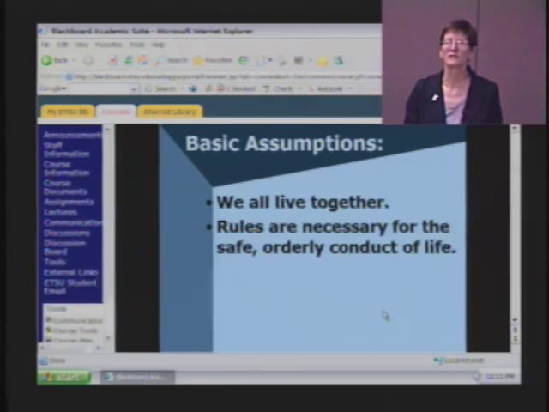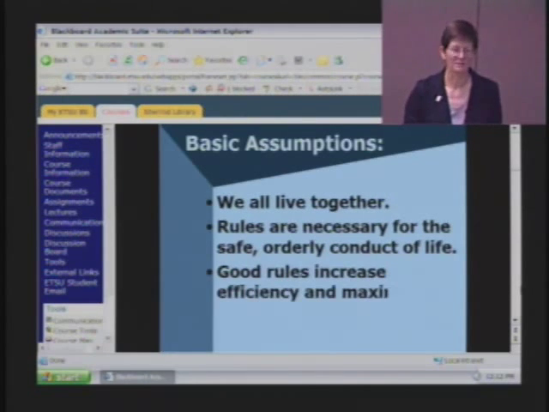Rules are necessary. Can't have life without rules. Can't have school without rules. Rules are necessary for the safe, orderly conduct of life. You can turn that around and you can evaluate any rule by saying, is this rule necessary? Does this rule contribute in a meaningful way to the safe, orderly conduct of life out on the highway, in the school, wherever it is? Rules are necessary, and what rules need to do is to promote the safe, orderly conduct of life for the group.